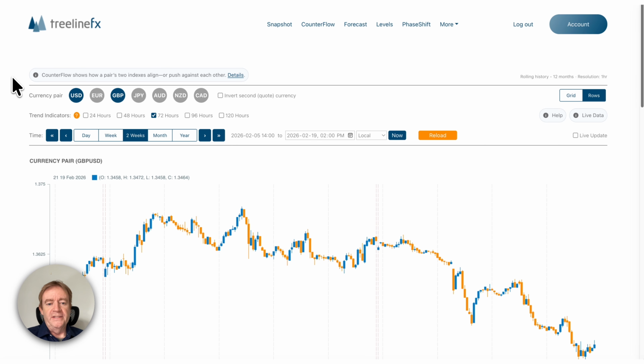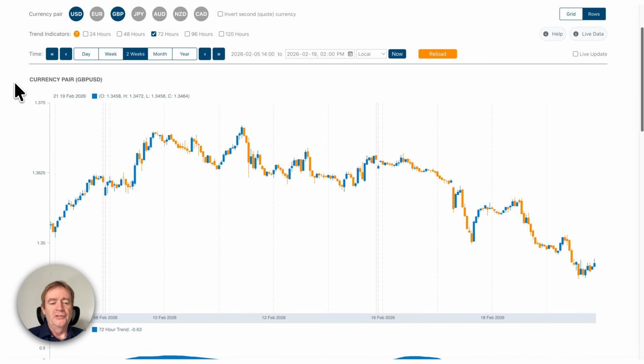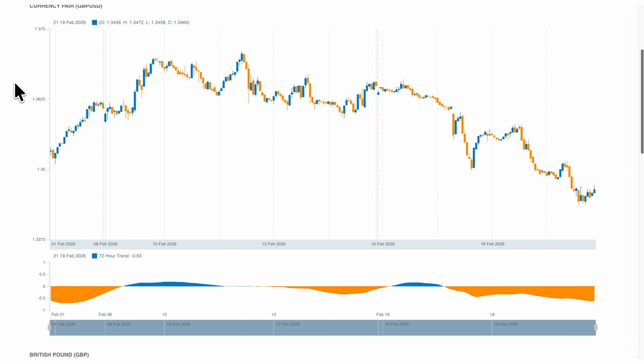So what we have here is the GBP USD, and we're looking at a 2-week chart. We're going to start with our 72-hour trend indicator. You can see here it moves between the range -1 and +1, with the orange areas indicating short movement and the blue areas indicating long movement.